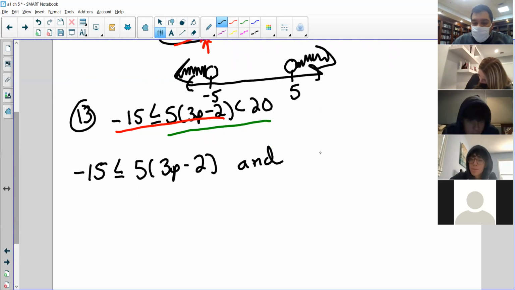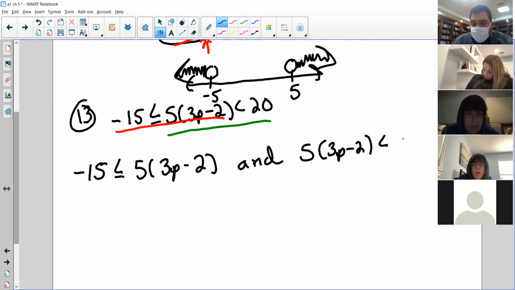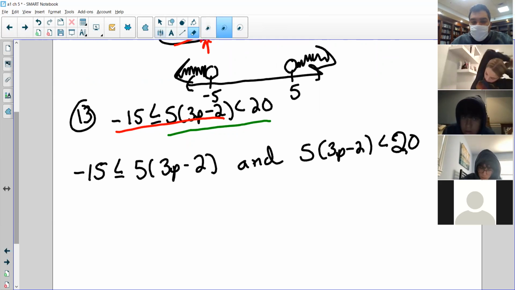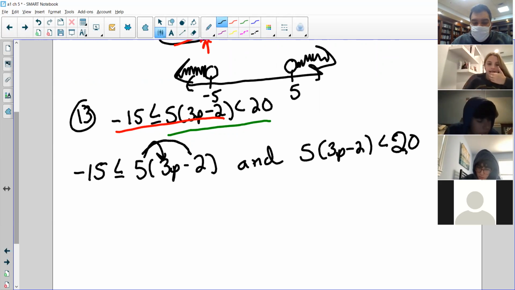And 5 times (3p minus 2) is less than 20. I haven't done the shading. Yeah, me too. I distributed. So to multiply, you could do two things. You could divide by 5 first, or you could distribute the 5. It seems like most of you distribute. I'm going to distribute. I'm going to take the 5 and distribute here. So then, again, negative 15 is less than 15.